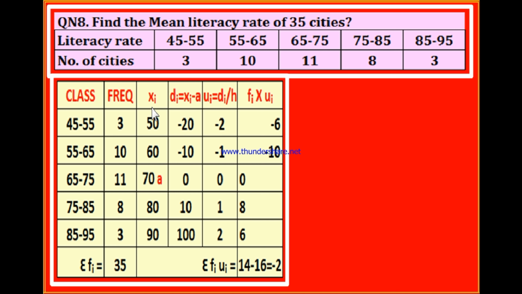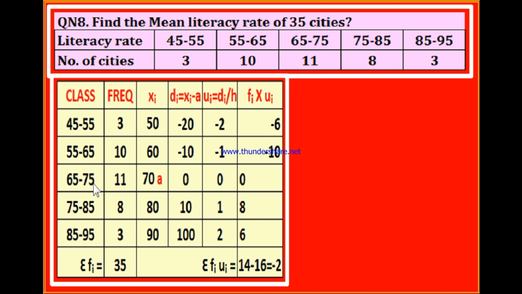The next column is for mid value or class mark. Mid value of the first class means add these two. 45 plus 55 is 100. 100 divided by 2 is 50. Therefore, the mid value of the first class 45 to 55 is 50. Now, what is the class mark of 55 to 65? Again, add these two. 55 plus 65 is 120, divided by 2 is 60.